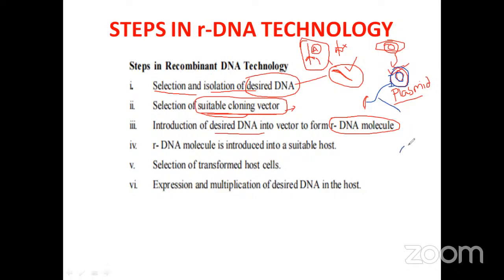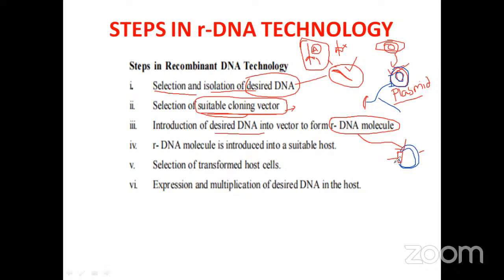As a result, it appears as a plasmid and the desired DNA. Right? So what is present in this? The desired DNA and the plasmid are present. For that, first you cut some portion of the plasmid and then the desired DNA is inserted into the plasmid. Now it is called an rDNA molecule. This is called rDNA recombination.